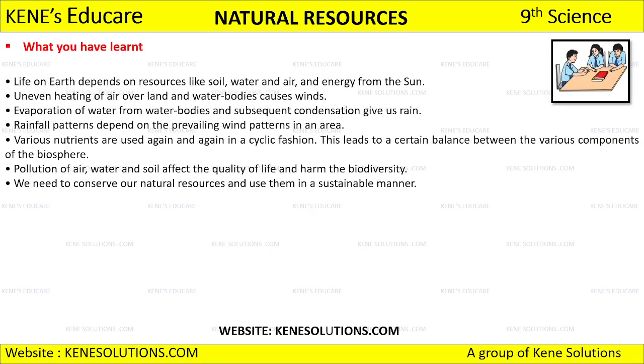Okay, so now we have the summary that has been given on screen. Life on earth depends on resources like soil, water and air, and energy from the sun, right? Uneven heating of air over land and water bodies causes the wind, which we studied under wind, right? Then evaporation of water from water bodies and subsequent condensation gives us rain.